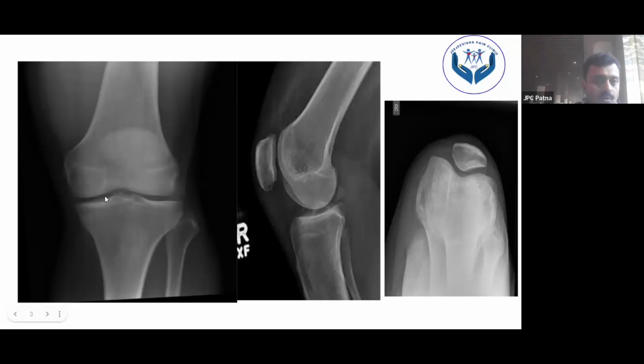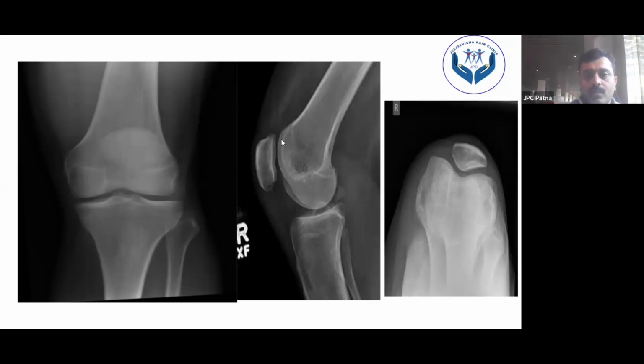How much to include, how much not to include, how much has to be there. This is the area where the cruciate ligaments attach. If there is a fracture here, it is quite possible that the anterior cruciate or posterior cruciate ligament is damaged.